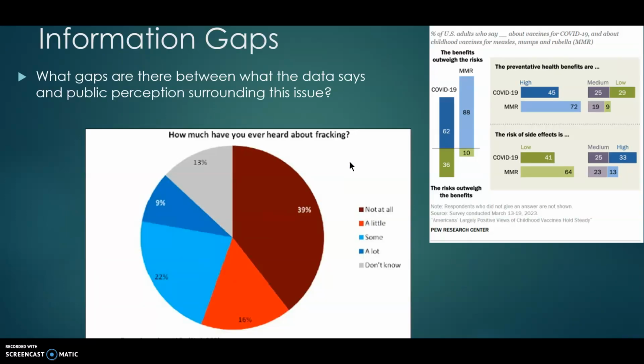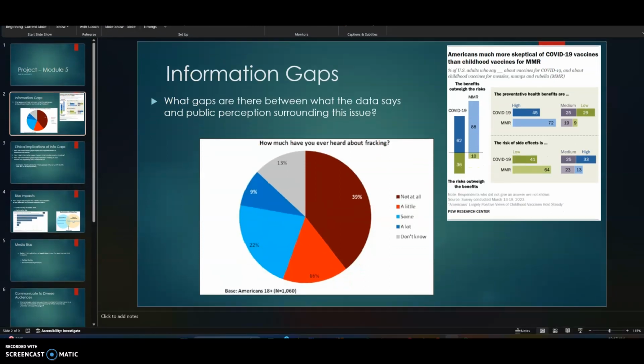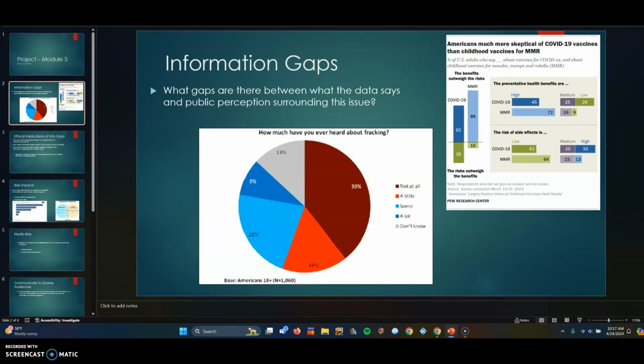So looking at information gaps, I'm going to get out of the slideshow view because it's cutting off my data. Let's say that I am looking at the first question and it's asking, what gaps are there between what the data says and public perception surrounding this issue. So in my example of fracking, a lot of people, based on this table right here, have not even heard about it.